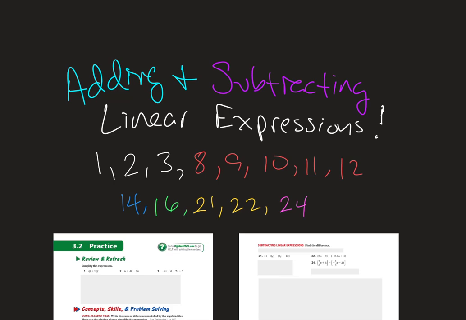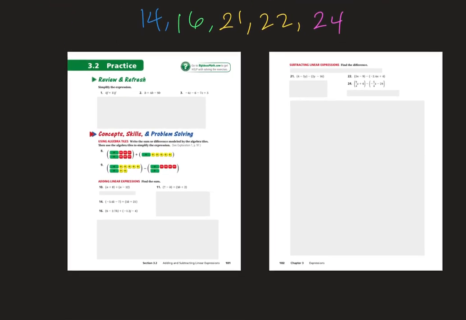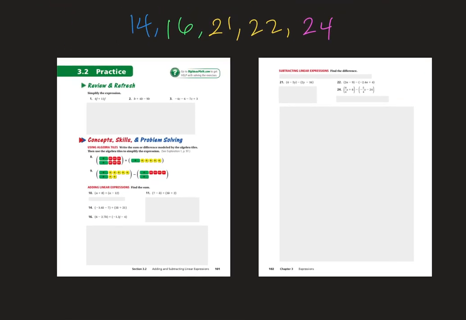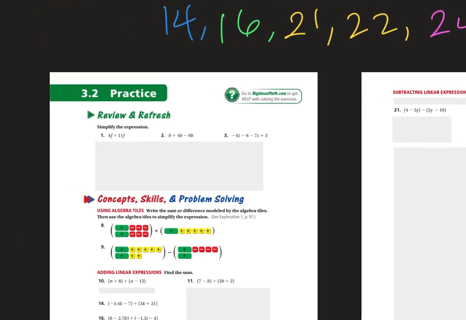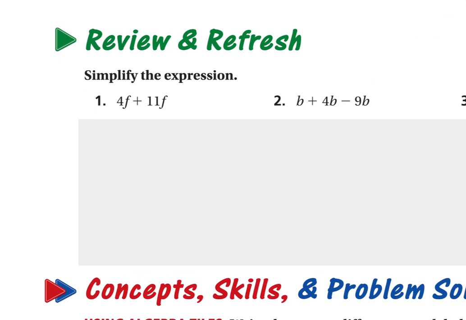Welcome to Adding and Subtracting Linear Expressions. These numbers right here are your assignment. I've blocked out everything that is not your assignment on the PDF. Let's go. You are being asked to write these on your paper. Sorry, I am on an iPad, so I don't have to write them down. They're just there. So here we go.